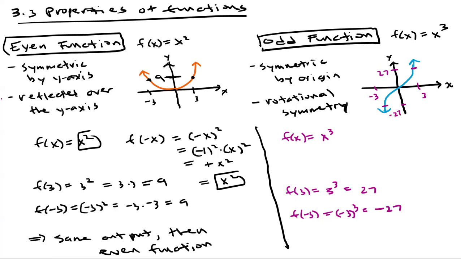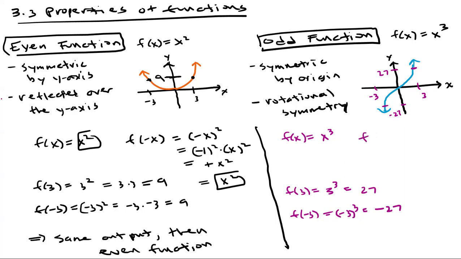Okay, so notice then we have a positive and then we have the opposite, negative 27. So if the output is opposite, okay, what does that mean? Well, again, in order to determine whether it's an odd function, we're going to go through the same process of plugging in the negative x.